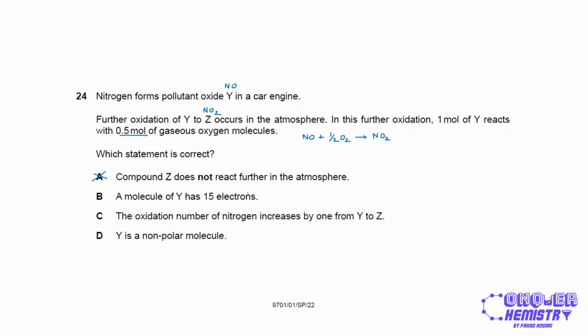A molecule of Y has 15 electrons. So over here, you have 7 electrons in nitrogen and 8 in oxygen, so that adds up to give you 15 electrons. So this is correct. The oxidation number of nitrogen increases by 1 from Y to Z. Over here, the oxidation number of nitrogen is positive 2, and over here, it's positive 4. So no, it changes by plus 2. Y is a nonpolar molecule. Well, no. Nitrogen and oxygen have different electronegativities, so it's going to be a polar molecule. So both of these options are incorrect.